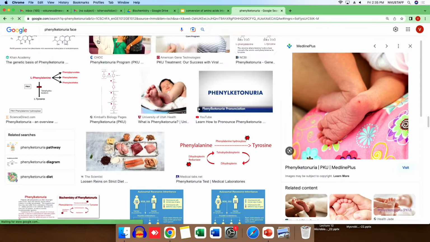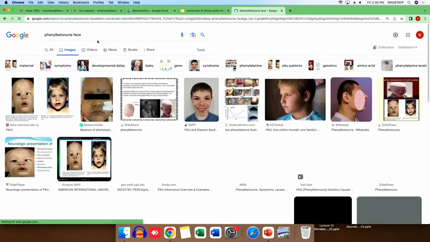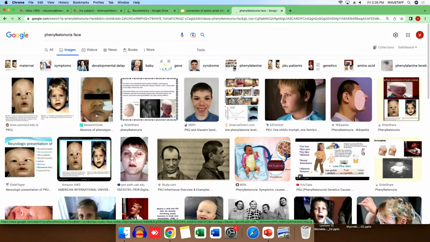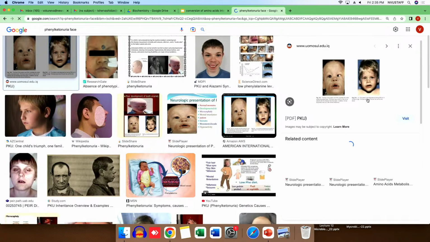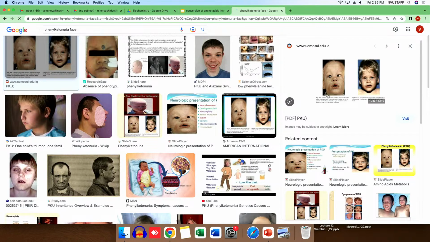There are a lot of phenylketonuria babies. Severe case of phenylketonuria. That is, I think, before the treatment. This is after the treatment. Facial expression changes. Strabismus is not the only problem. The facial expression tells you that the baby has some kind of mental retardation before the treatment and after the treatment.